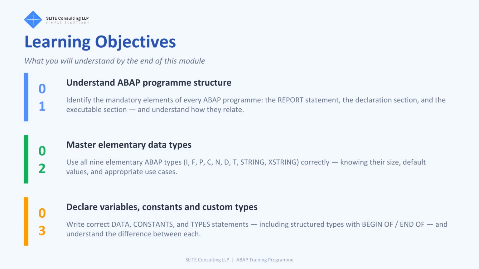By the end of this module, you will be able to identify the 4 parts of every ABAP executable program: report statement, global declarations, executable code, and output. Use all 9 elementary ABAP data types correctly, knowing when to choose each. Write correct data, constants, and type statements including structured types. And use SY system fields, write, and message statements effectively.